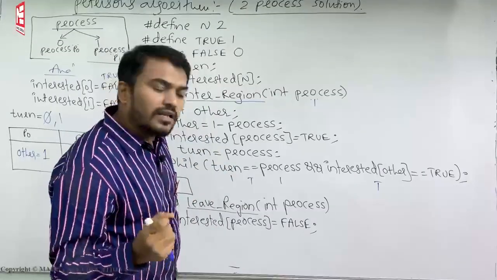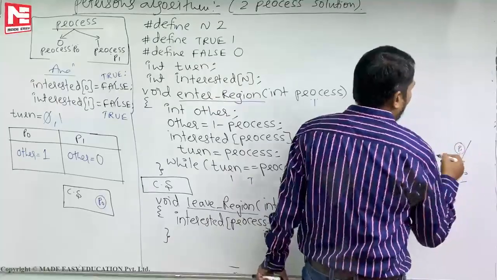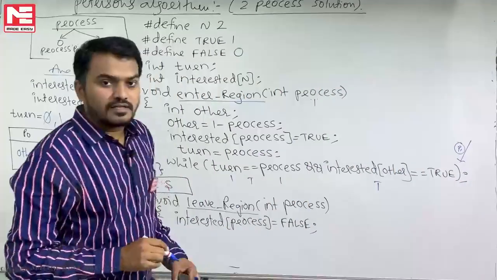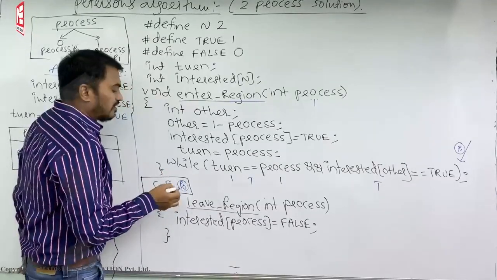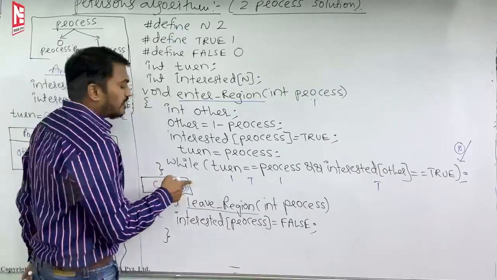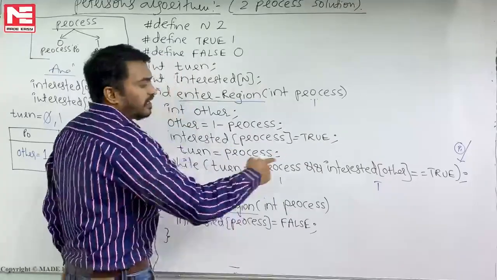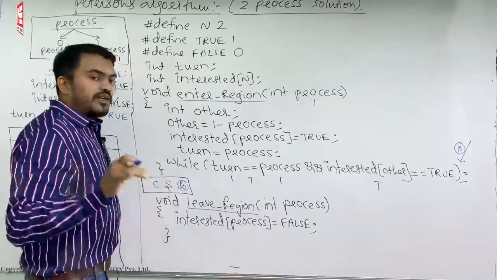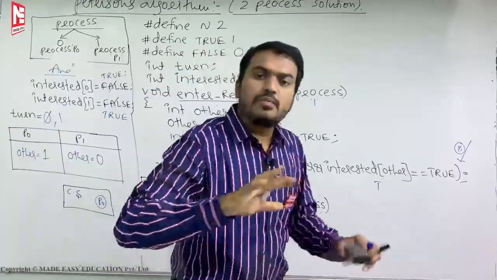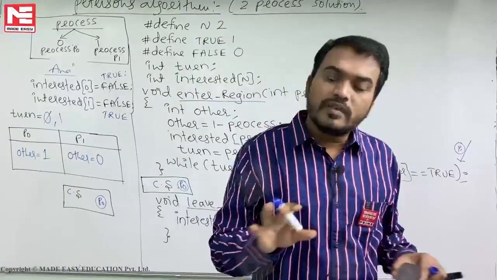Then the process will stop there. So P1 will stop there and P1 cannot enter into the critical section. This means as long as P naught is in the critical section, P1 will keep rotating in the while loop here. Is that clear? So when P naught is in the critical section, P1 is clearly not allowed.